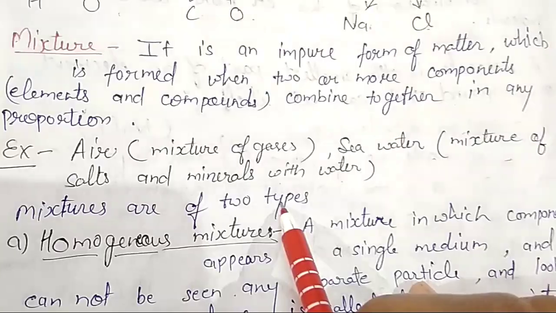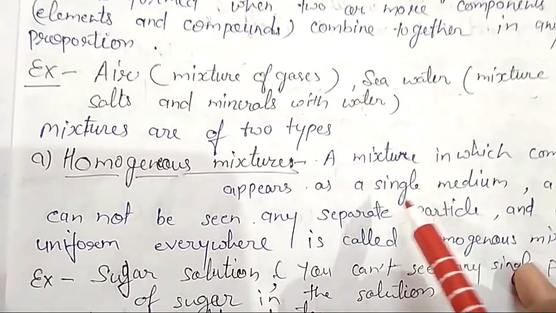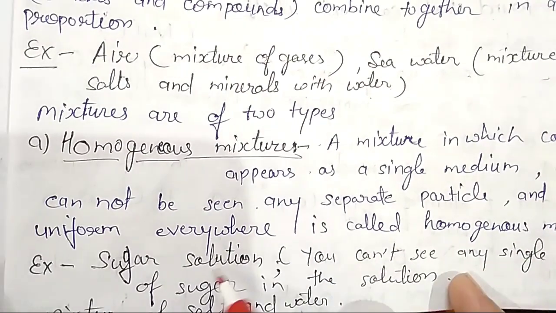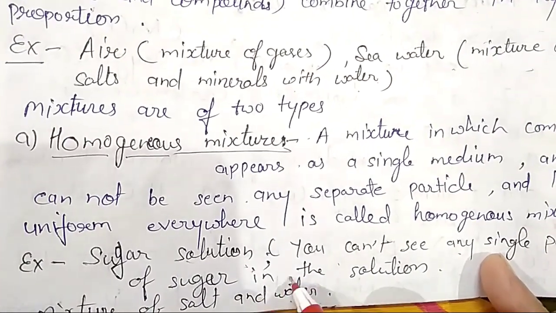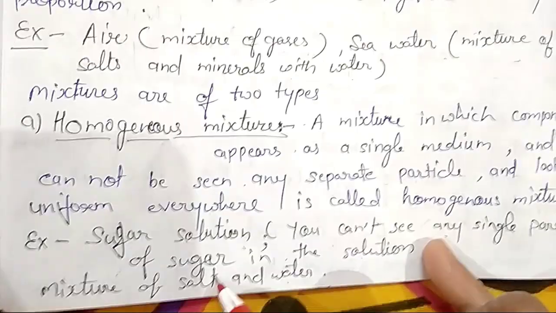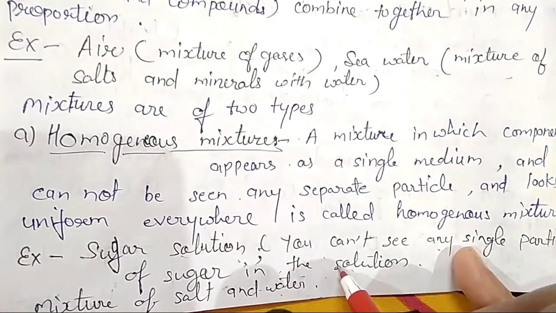And a mixture can be of two types. Homogeneous mixture. In this type of mixture, the particles are evenly distributed. Like a sugar solution, you cannot see any single particle of sugar in the solution. Next, a mixture of salt and water is also a uniform solution.